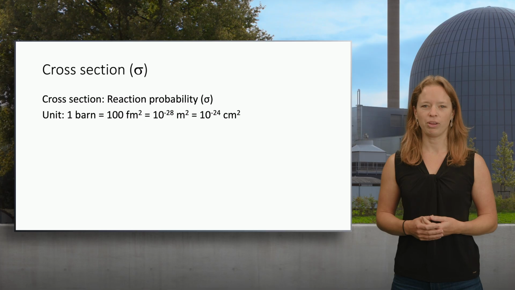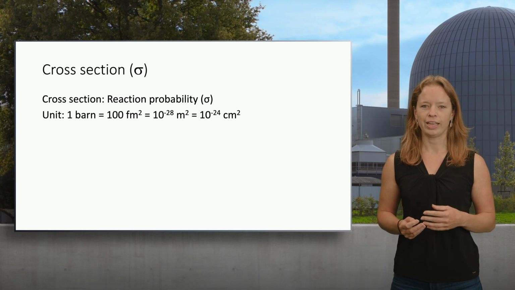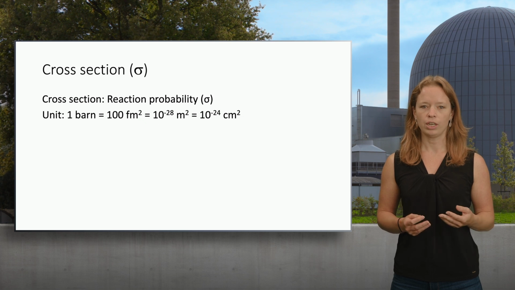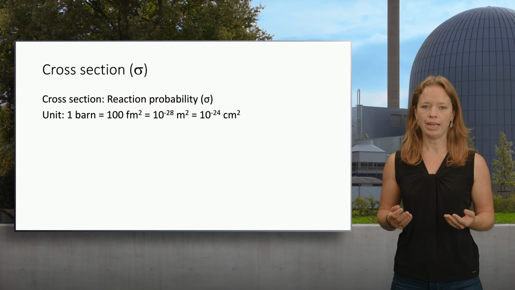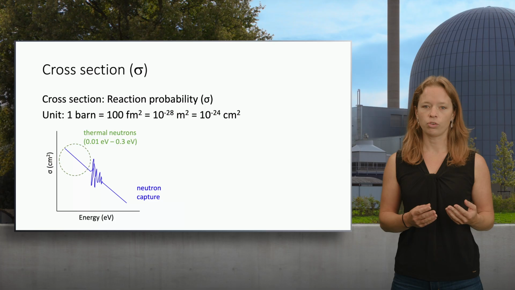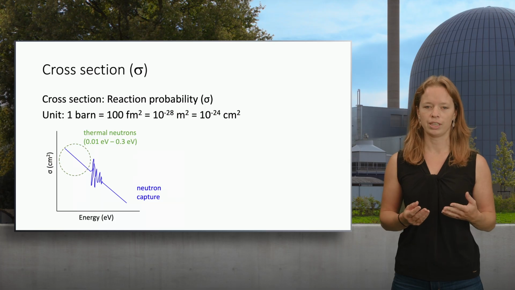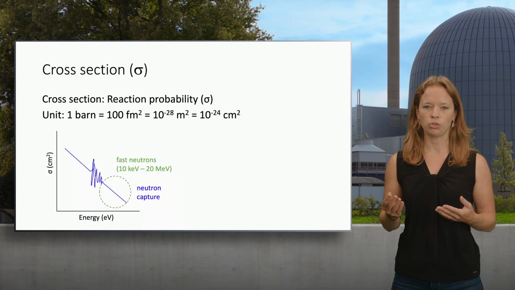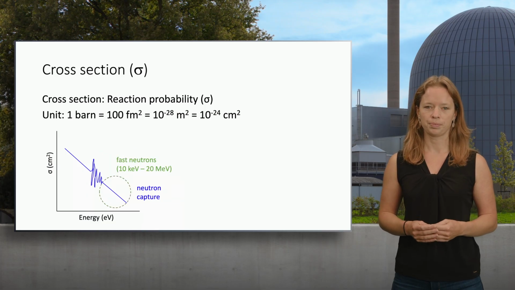Finally, the cross-section is a measure of the reaction probability, so the chance the projectile interacts with the target. The cross-section is generally expressed in barn, where 1 barn equals 10 to the negative 24 centimeters squared. This cross-section is different for each different target isotope and incoming projectile. When you're irradiating your target with neutrons, the cross-section generally decreases with increasing neutron energy. So, the highest cross-section can be expected for thermal neutrons, a bit lower for epithermal neutrons, and at the highest neutron energies, the fast neutrons, the cross-section is lowest.